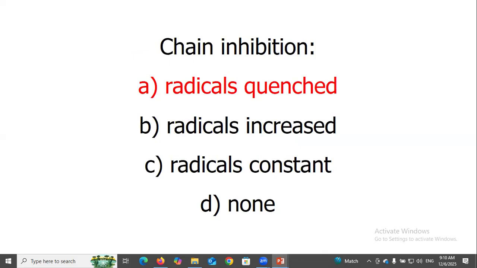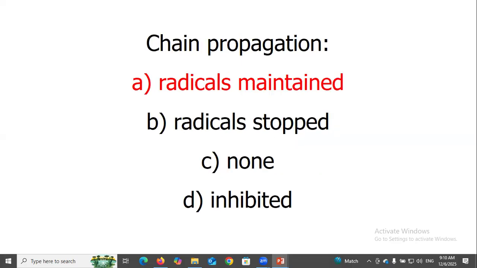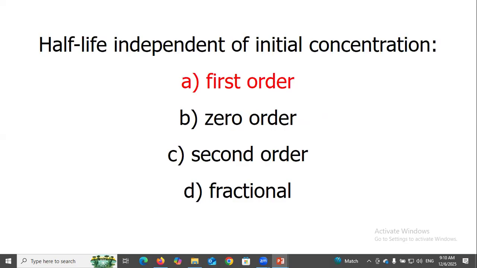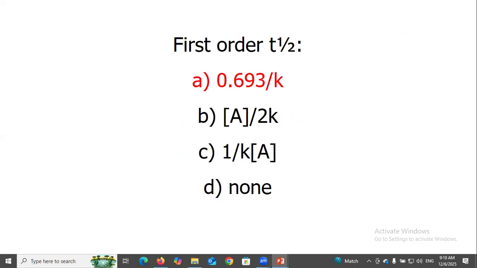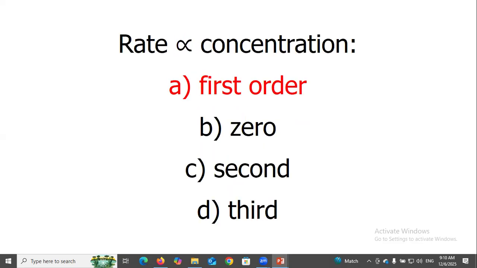Chain inhibition: radicals destroyed, radicals increase, radicals constant, none. Correct option is option A, radicals destroyed. Chain propagation: radicals maintained, radicals stop, none. Chain propagation, radicals maintained. Half-life independent of initial concentration: first order, zero order, second order, fractional. First order, t half is 0.693 over K. Rate proportional to concentration, first order.